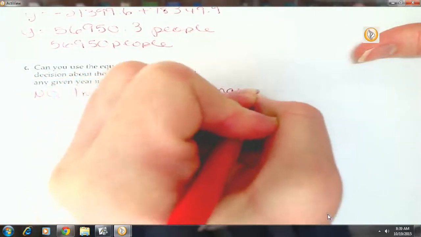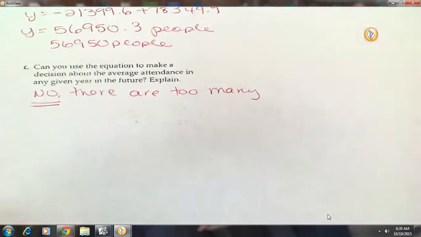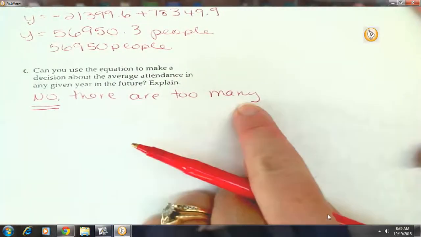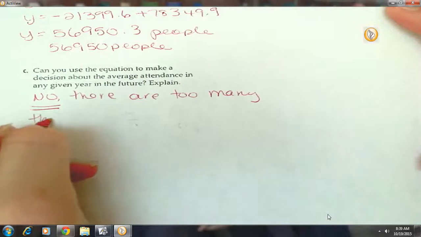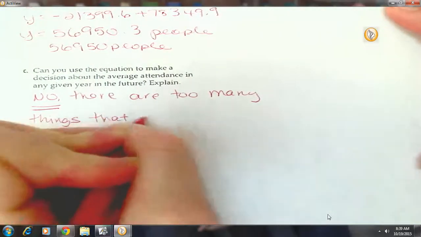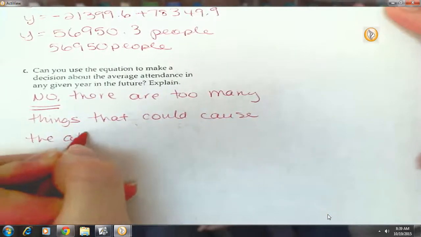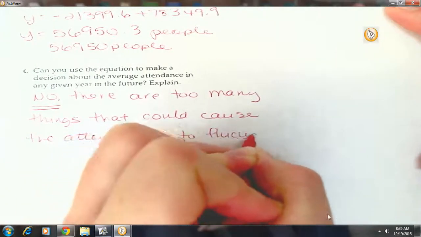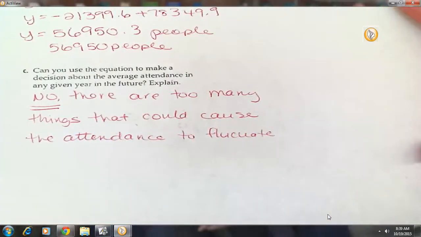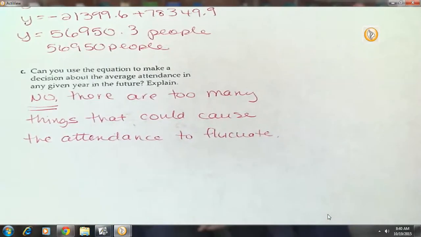Would this be an opinion question, yes and no? I definitely think it's a definite no. But as far as explaining why, that would be an opinion. Okay, so fluctuate, F-L-U-C. It's close. There are too many things that could cause the attendance to fluctuate. So I'm going to say definite no.